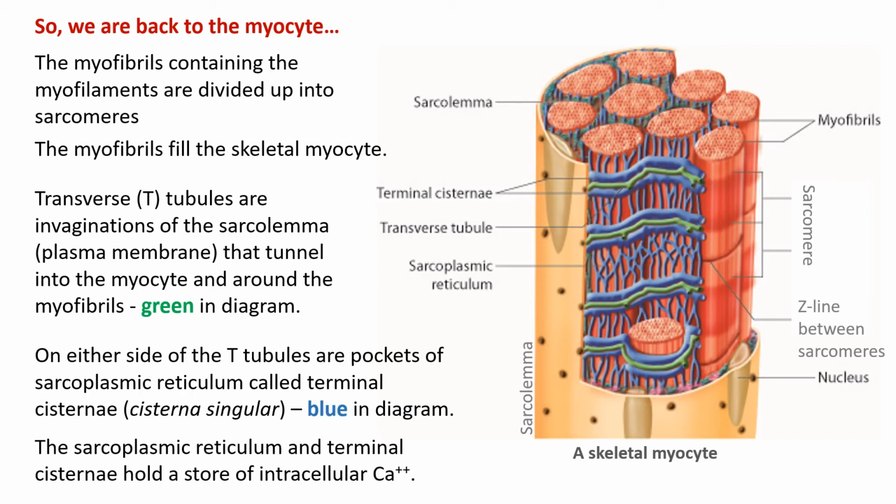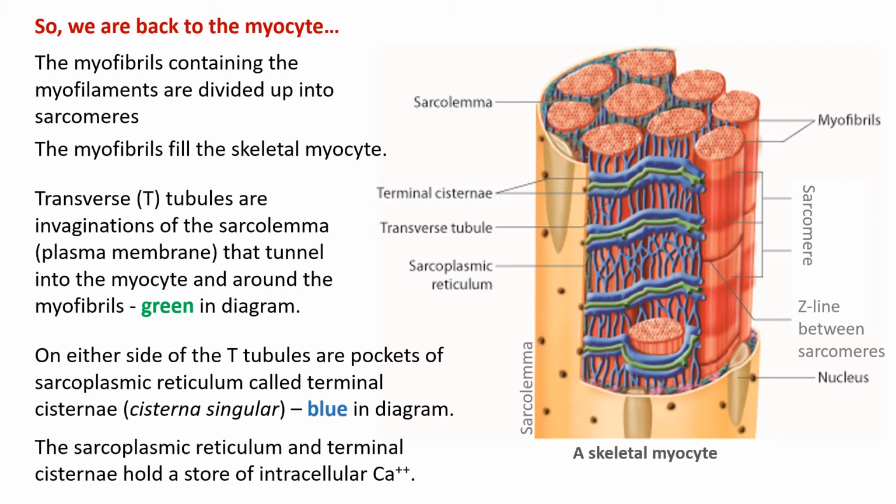On either side of these T tubules, the sarcoplasmic reticulum, like endoplasmic reticulum, but we call it sarco because that's another prefix for muscle, forms these pockets on either side of our T tubules. These pockets are called terminal cisternae. If you're talking about one, you're talking about a terminal cisterna. These terminal cisternae are blue in the diagram. You can see them on either side of our green T tubules.